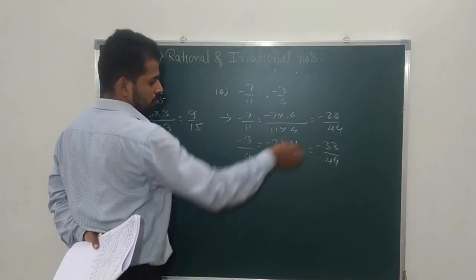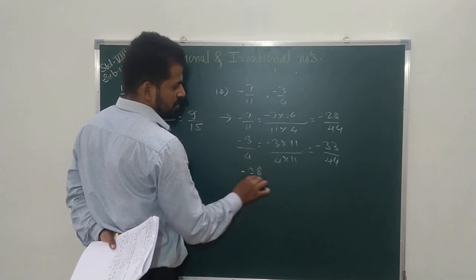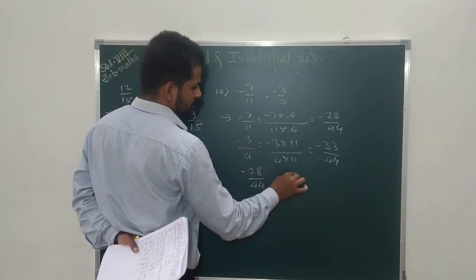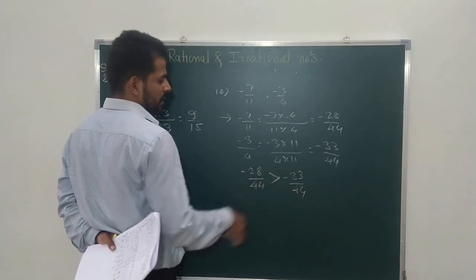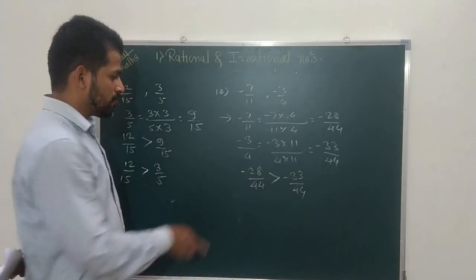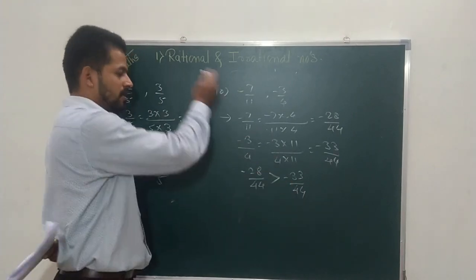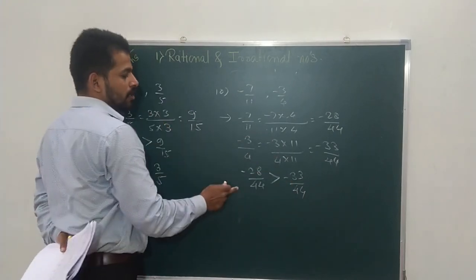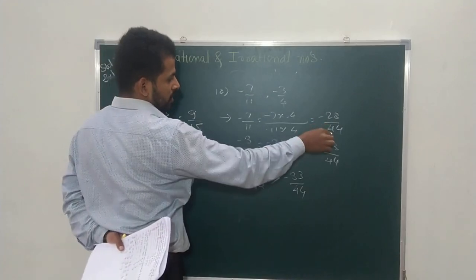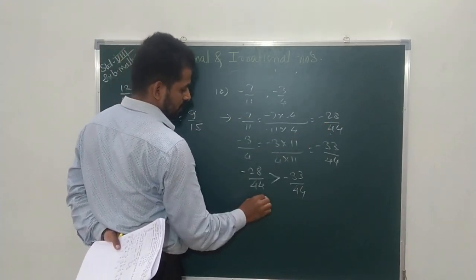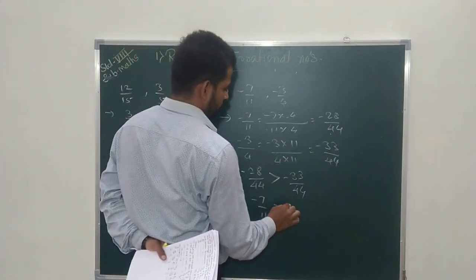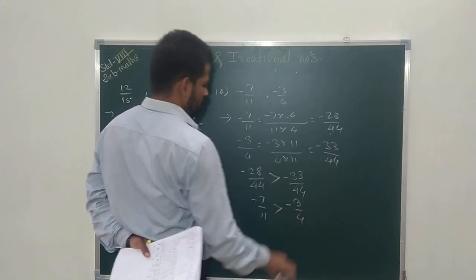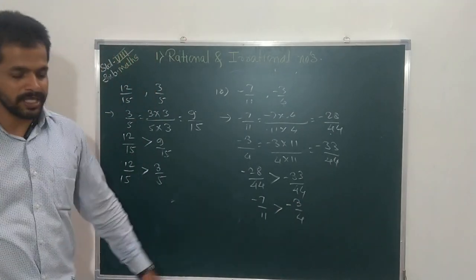So compare first these two numbers, minus 28 upon 44 and minus 33 upon 44. Minus 28 is greater than minus 33, because minus 28 comes on the right side and minus 33 comes on the left side. Therefore minus 28 upon 44, which means minus 7 upon 11, is greater than minus 33 upon 44, that is minus 3 upon 4. That's why this way we have to complete it.